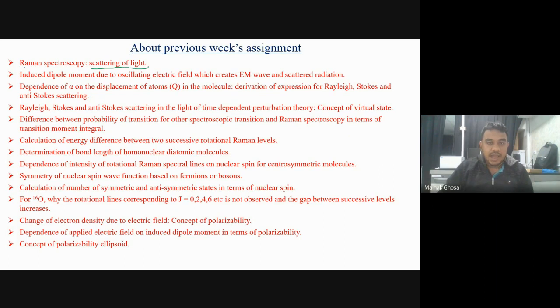Okay, and why does this scattering of light happen? When we started to show why this is happening, we could correlate this with the quantum picture, and we showed that the induced dipole is the main reason, which is related to the electric field by the relation mu induced equals alpha into E, where alpha is known as polarizability.